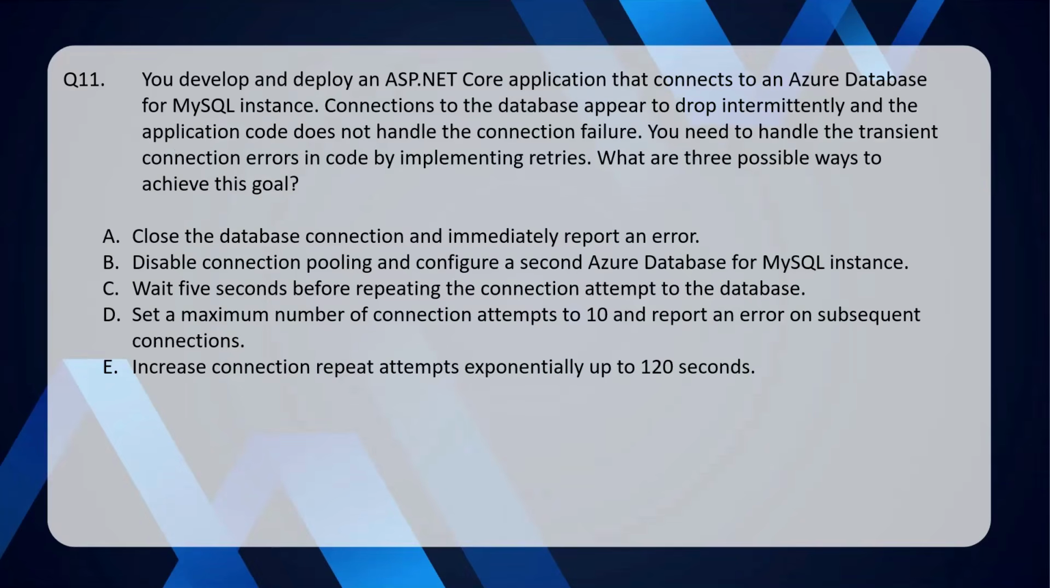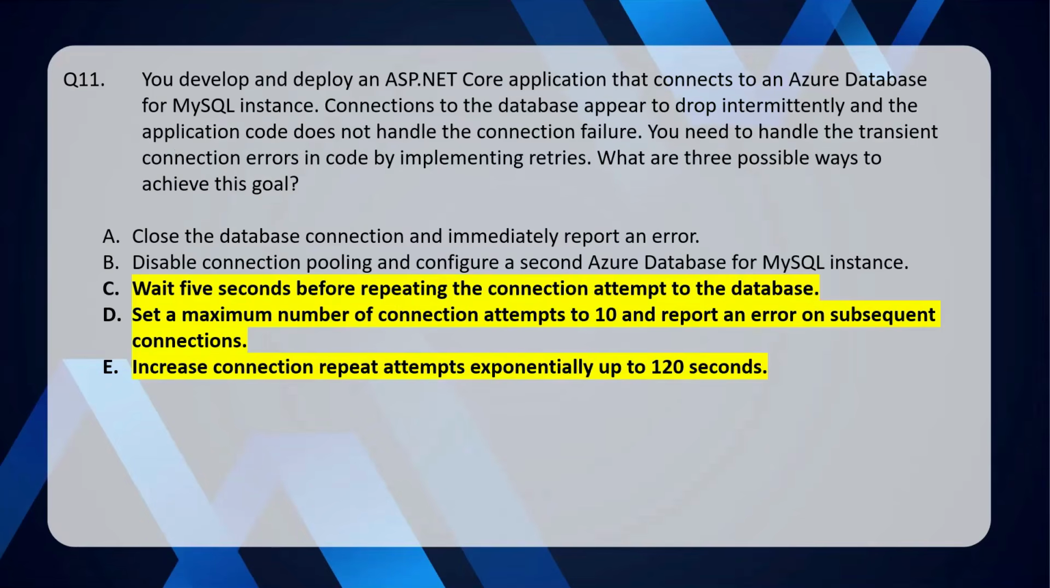Now friends, the three possible ways to achieve the goal are now on your screen. Introducing a delay between retries helps avoid hammering the database during a transient issue, and 5 seconds is a common initial delay. Retry should not go on forever. Setting a retry cap avoids the infinite loops and resource exhaustion. And you should implement exponential backoff where you start with small delays and increase them over time. This is a best practice for transient fault handling in cloud apps.